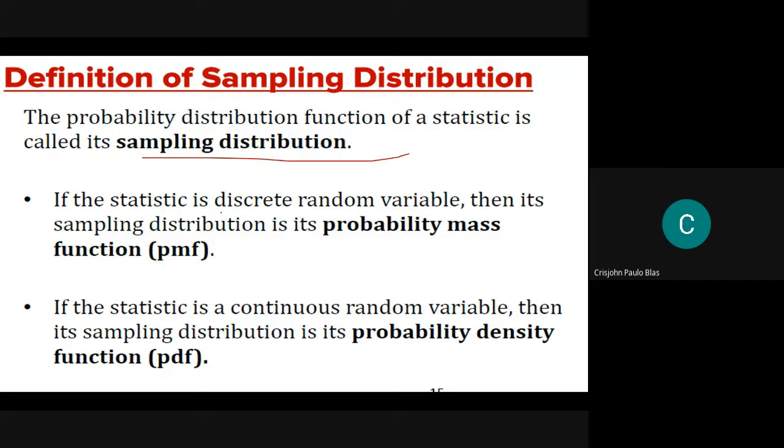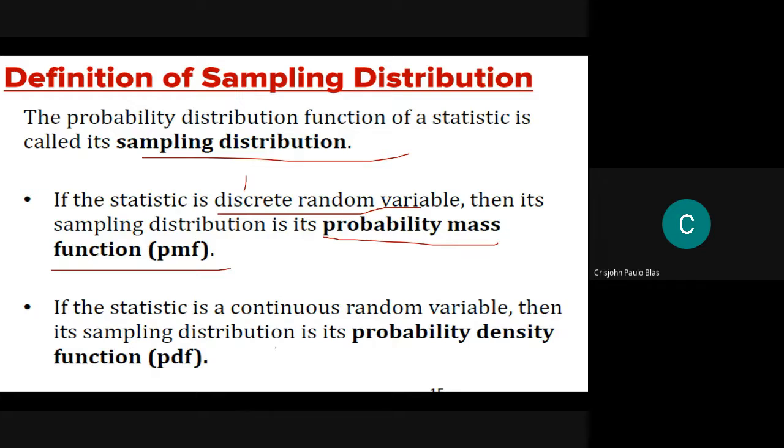If the statistic is a discrete random variable, if it is discrete now, countable, then its sampling distribution is what we call the probability mass function, the PMF. Di ba? Random variable pertaining to probability mass function. So dagdagan lang natin ng konti. If it is discrete, that is probability mass function or PMF.